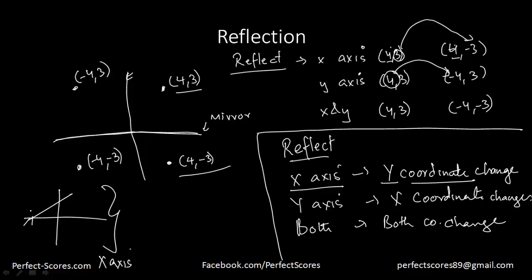Now over here, the y coordinate is already 0. That means this point is not going to change at all. But at this point, the y coordinate is a positive number, which is going to become a negative number. That means this is the point where the line would be passing through. That means the reflection would be this.